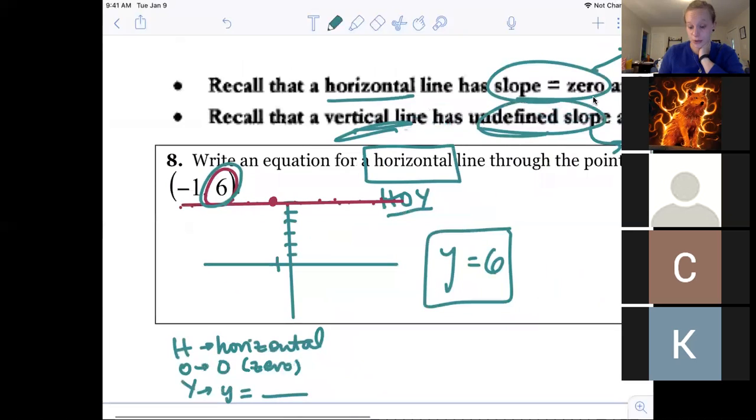You don't have to draw a picture. You can just remember horizontal and just do the y equals. But if you want to visualize it, feel free to draw a picture.